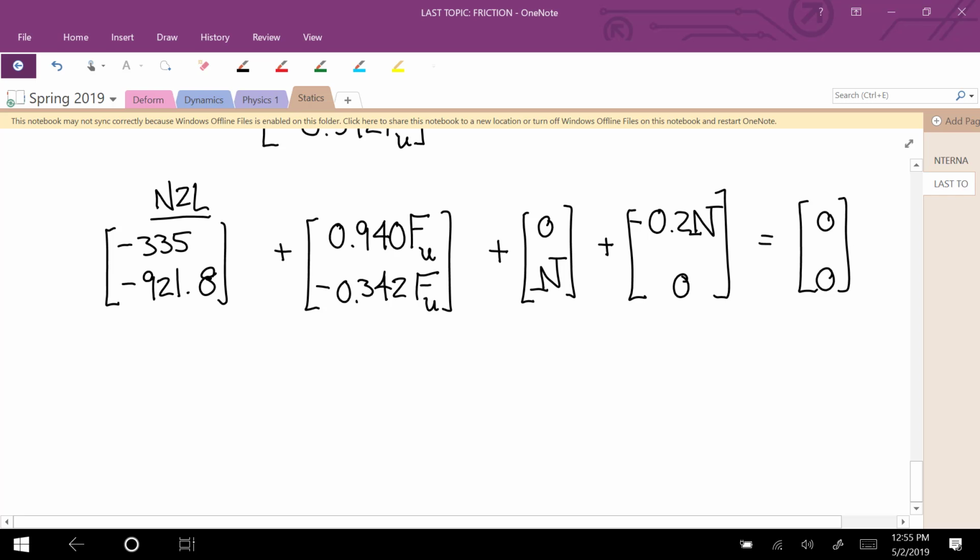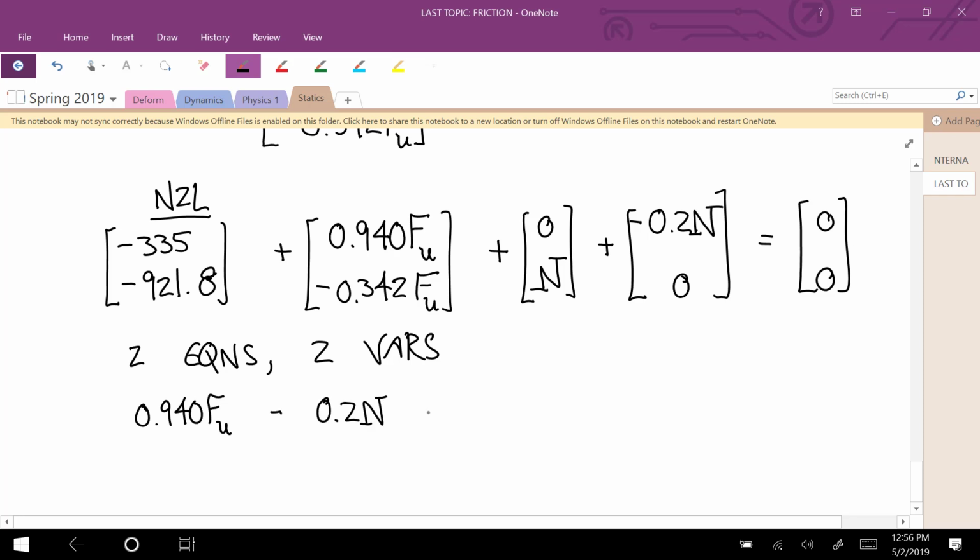And so we have a system of two equations for two variables. And so I'll write this as 0.940 Fu minus 0.2 N is equal to 335. And then the second equation says negative 0.342 Fu plus N is equal to positive 921.8.